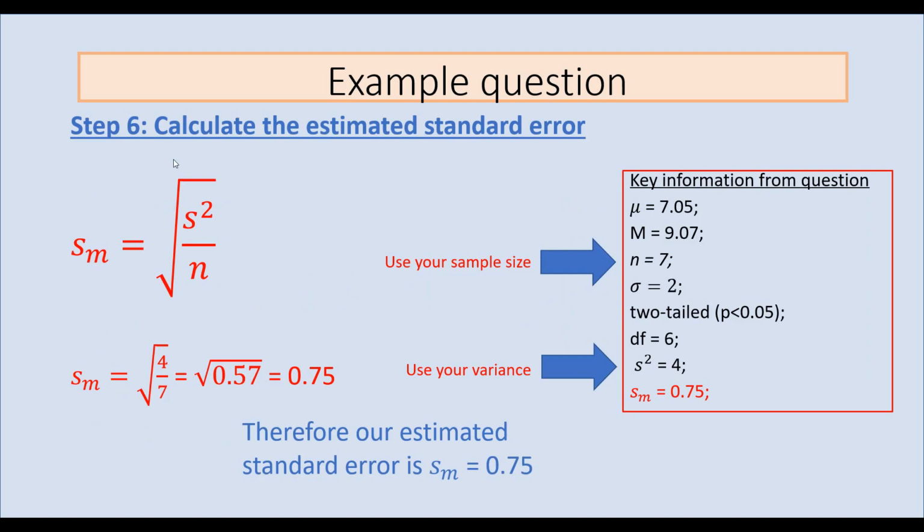Now step 6 is to calculate the estimated standard error. We've already calculated the variance, and we know our sample is 7, so we can use our variance. The square root of 4 divided by 7, where you'll get 0.57, square root, which equals 0.75. We can add the estimated standard error to our table.